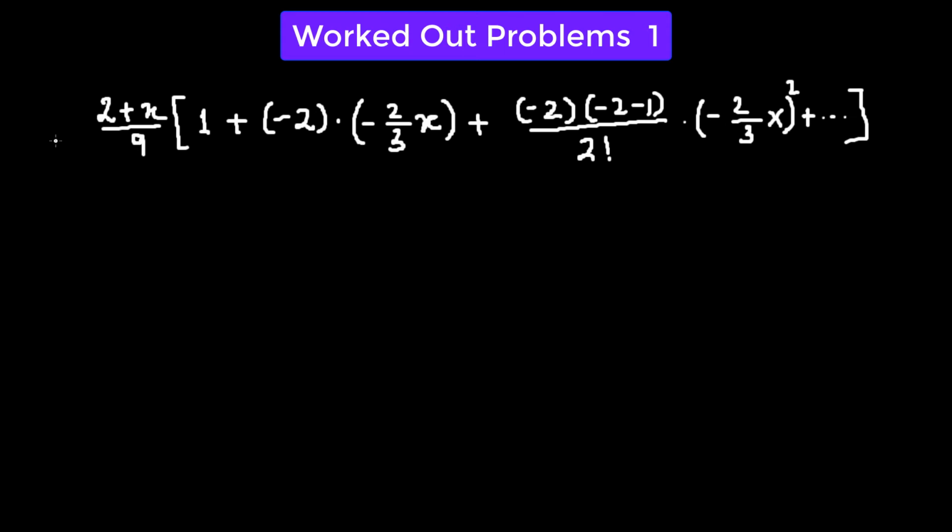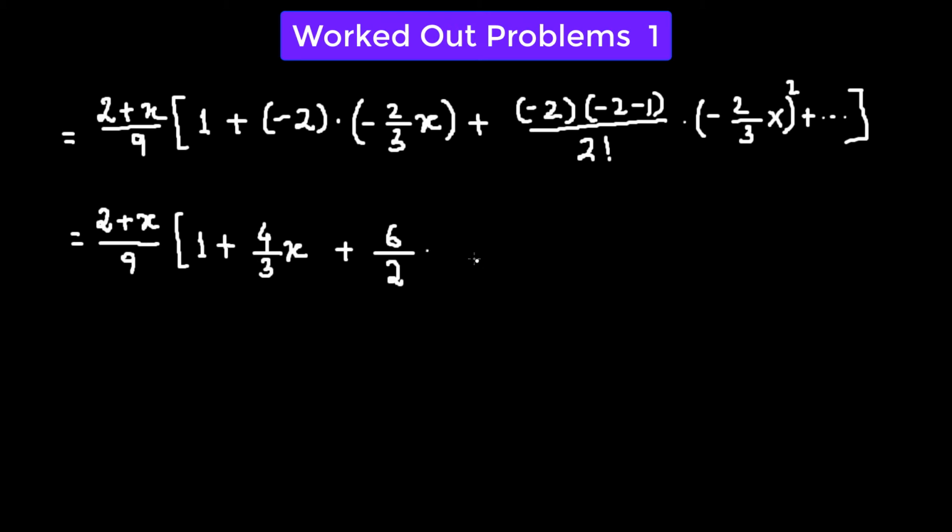Now let us do the simplification. So this should give us 2 plus x over 9 times 1. So we have negative 2 times negative 2 thirds. The negative and negative get multiplied together and become positive. So we will have plus 4 over 3 multiplied by x. Then we have negative 2 times negative 2 minus 1, which is going to be negative 3. So we have 2 times 3 is 6. So we have 6 over 2 factorial, which is 2.